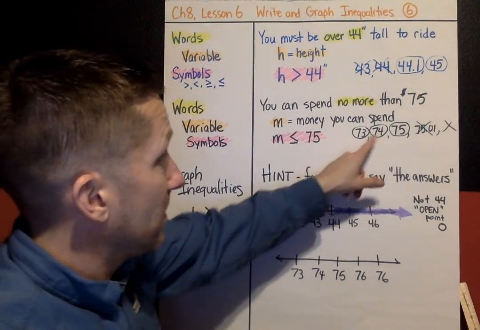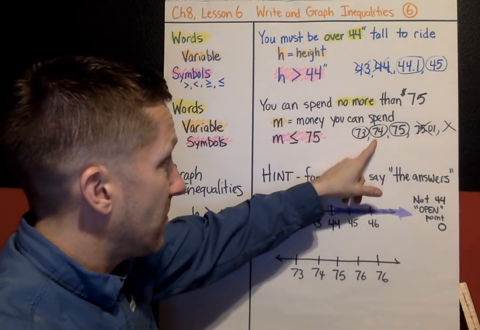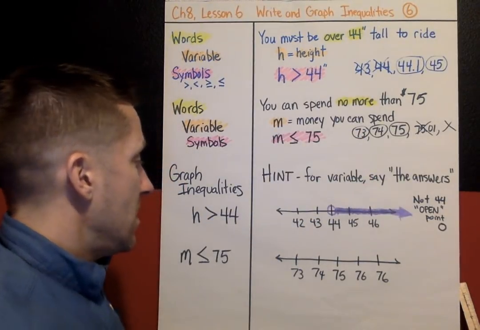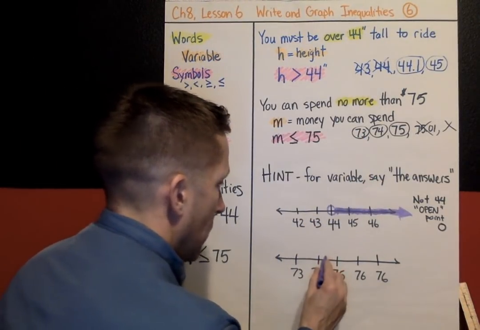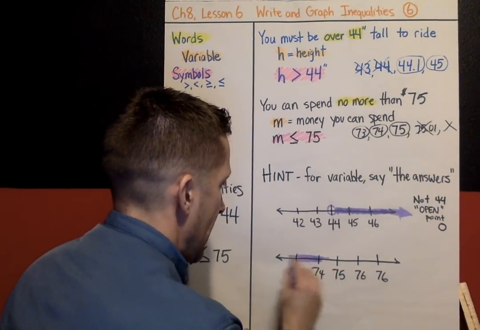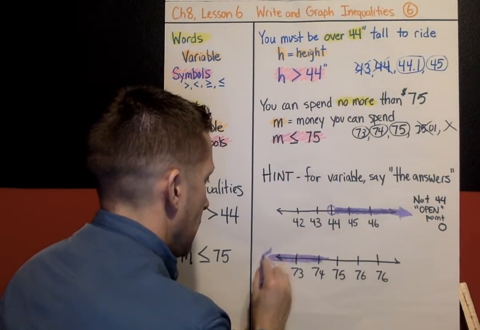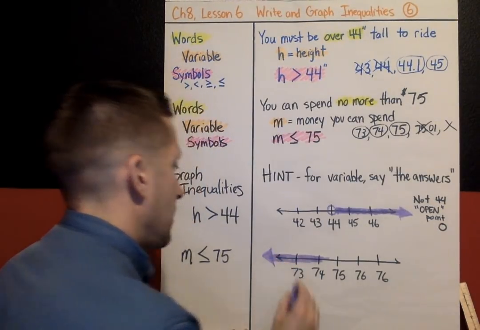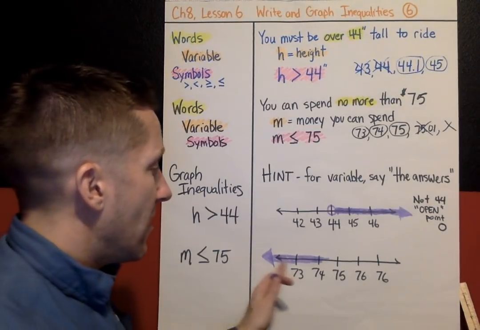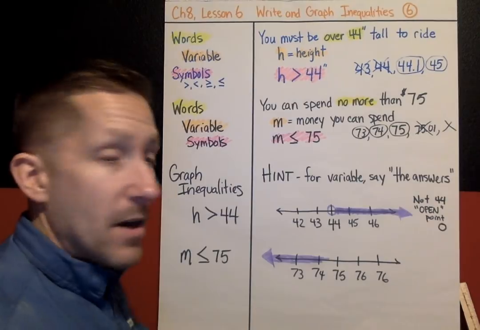I can also go back and look at this. 73 works. That's an answer. 74. Everything below. So I know that 74 works. Everything below that is going to work. So I'm going to make an arrow, because my answers keep going all the way down to a penny. I could spend a penny if I wanted to.